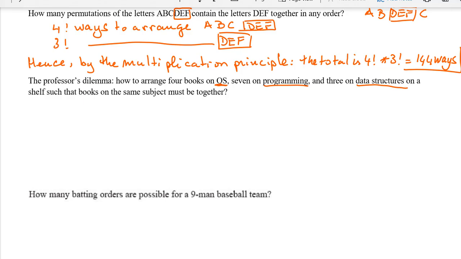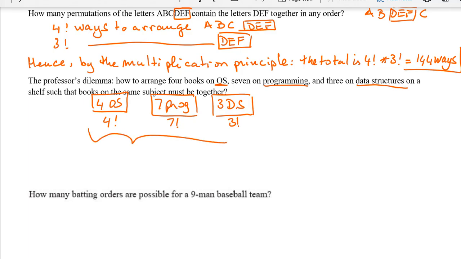So again, if you think about it, the 4 on operating systems and the 7 on programming should stay together, and the 3 on data structures should stay together. So by picturing it here, what would be the answer? We have 4 factorial to arrange operating systems, 7 factorial to arrange programming, and 3 factorial to arrange data structures. And we are not done, because we could think of each one of the categories of books as being rearranged as well, which gives us another 3 factorial of arrangements.